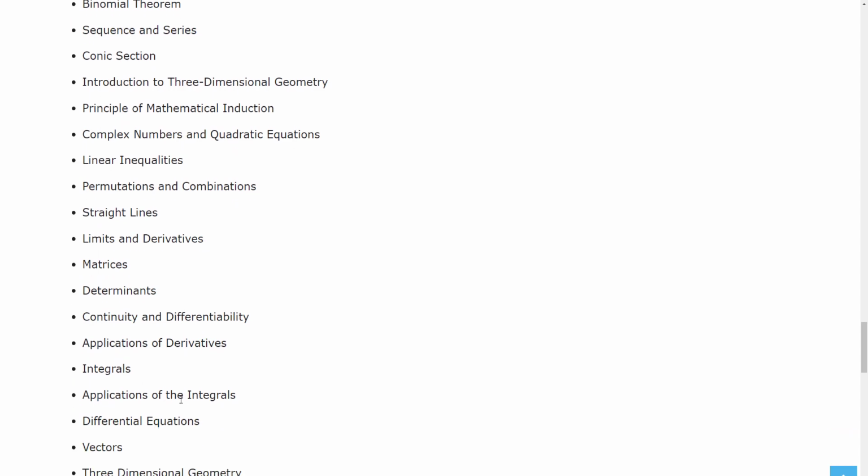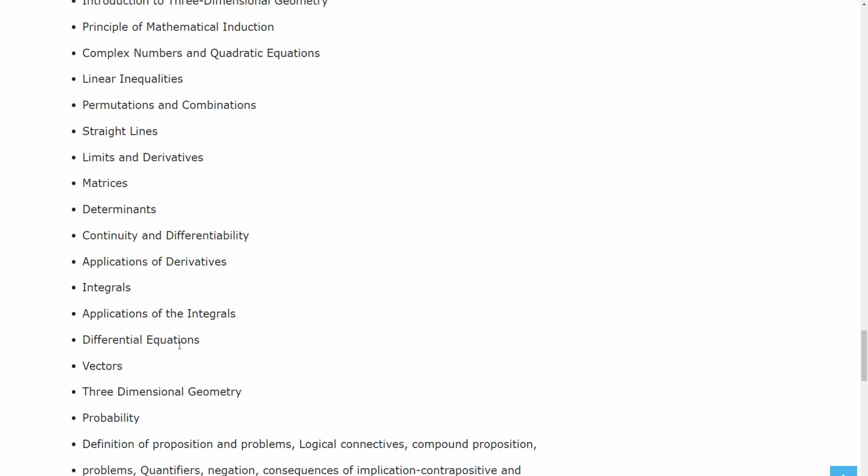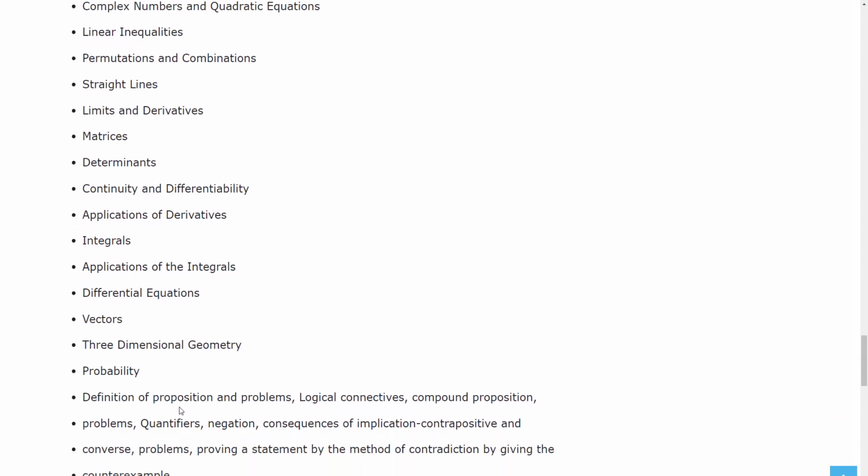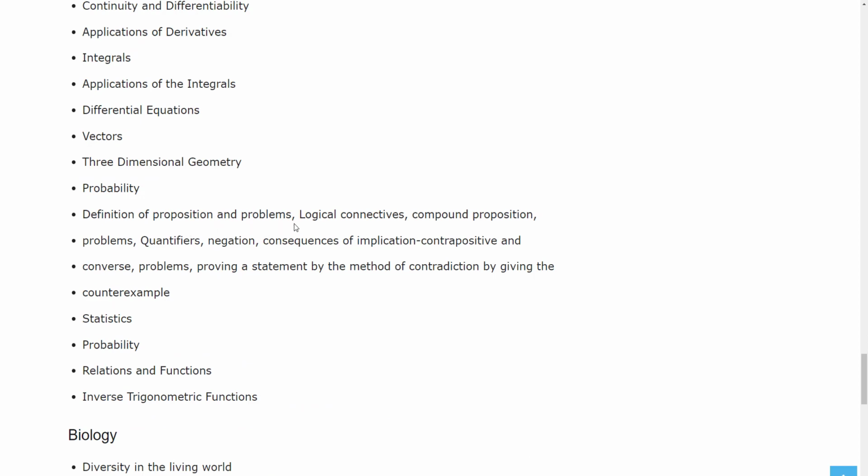Integrals, Applications of the Integrals, Differential Equations, Vectors, Three-Dimensional Geometry, Probability, Definition of Proposition and Problems, Logical Connectives, Compound Proposition, Problems, Quantifiers, Negation, Consequences of Implication, Contrapositive and Converse Problems, Proving a Statement by the Method of Contradiction by Giving Counterexample, Statistics, Probability, Relations and Functions, Inverse Trigonometry and Functions.